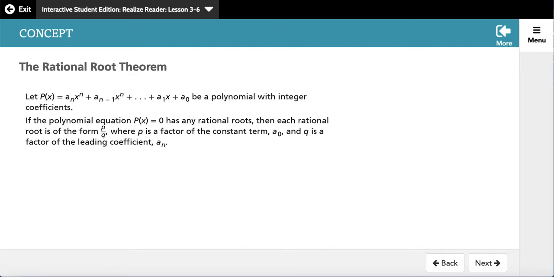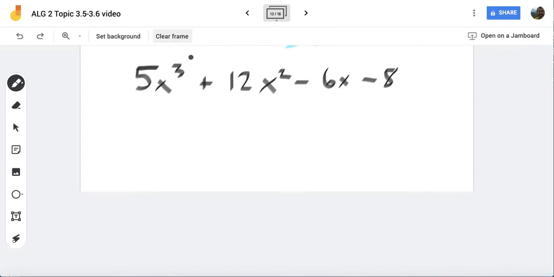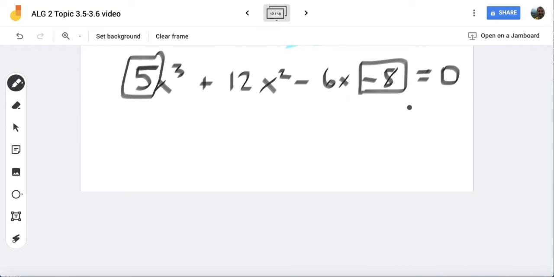This will make more sense with this next example. Basically, if there's going to be a rational root, it's going to be a real root. It's going to be any factor of this divided by any factor of this. So that's all we're going to look at, as long as you have it in the correct order, and as long as you have it equal to 0, right?